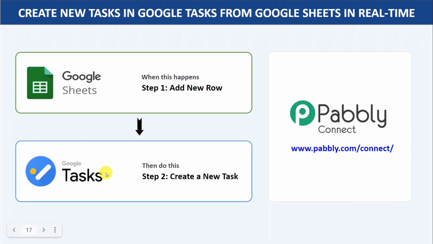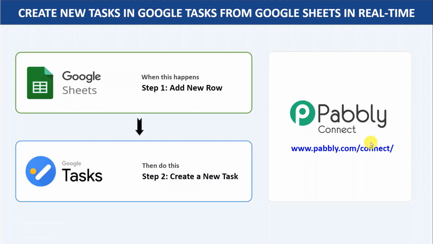But here the problem is that there is no direct connection between Google Sheets and Google Task. So how will the data be captured and transferred between both these software applications? For this, we are going to use a third-party software, that is Pabbly Connect.